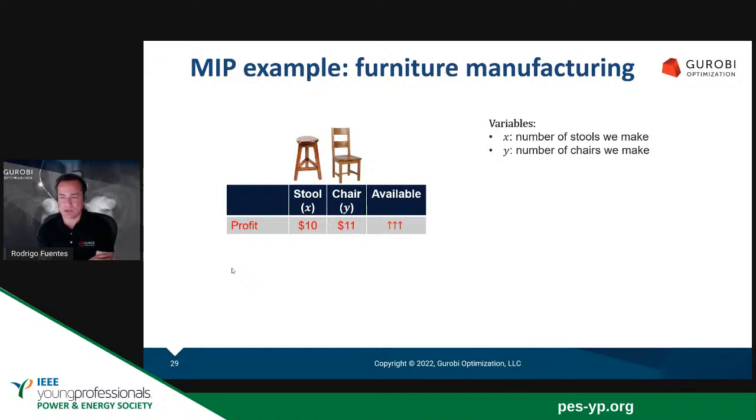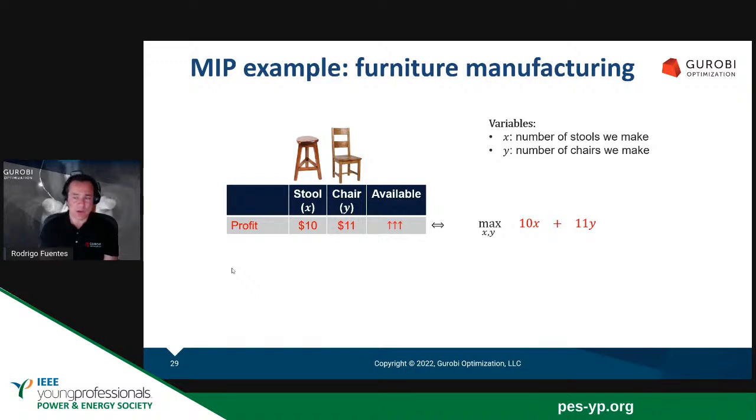Now let's write this as an optimization problem. First, we have to decide how many of each we want to make. How many stools do we make? How many chairs do we make? So the quantity of chairs and the quantity of stools is something to which we assign variables X and Y. And these variables are going to be integer. Why? Because we cannot make 8.5 chairs. We either make 8 chairs or 9 chairs, but we cannot make a fractional value of chairs or stools. So the variables that represent the number of stools and chairs have to be integer variables, right?